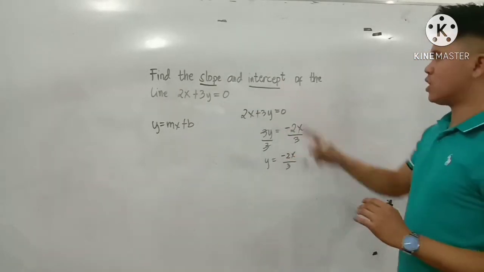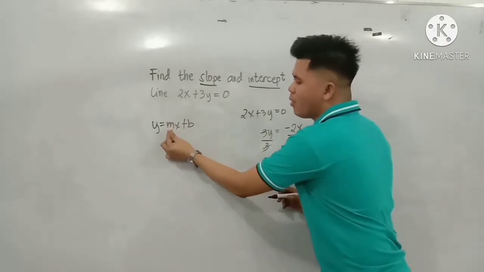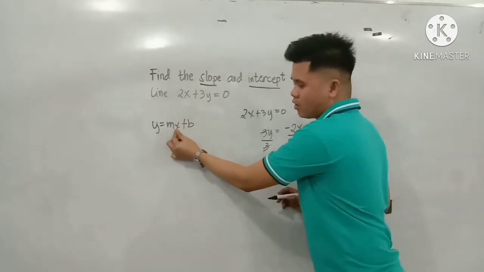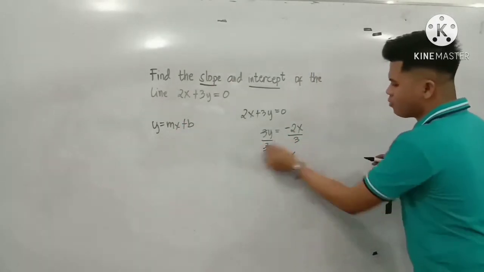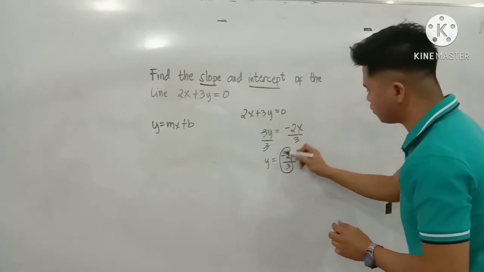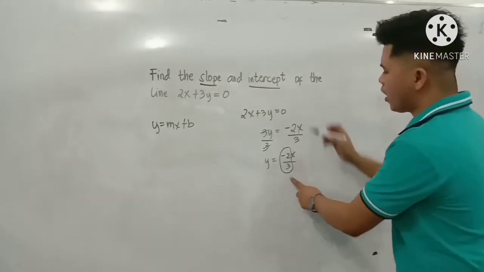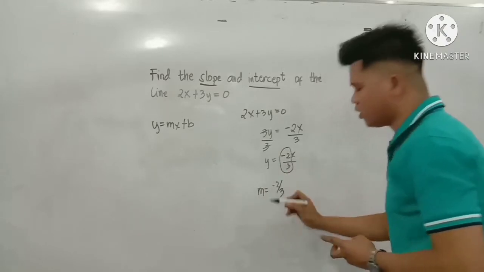slope and the intercept. So again, the slope is the number presented to the variable x, or it is the coefficient of x. So from this format, our coefficient of x is simply this one, negative 2/3. So therefore, our m or our slope is simply negative 2/3.